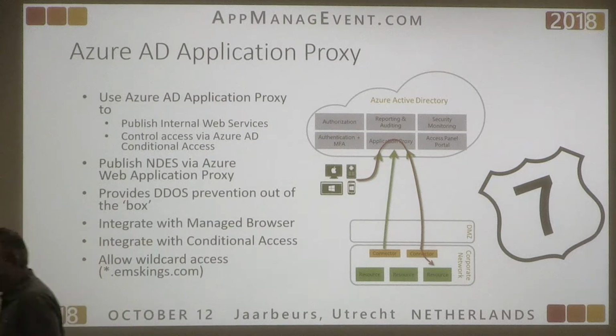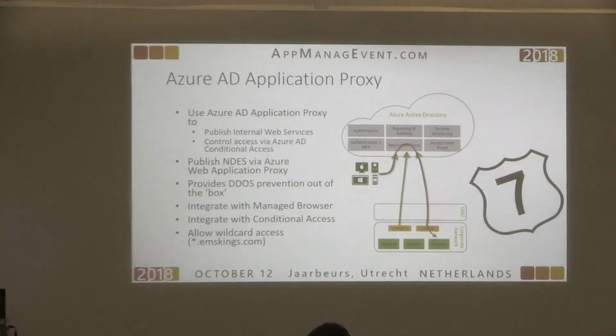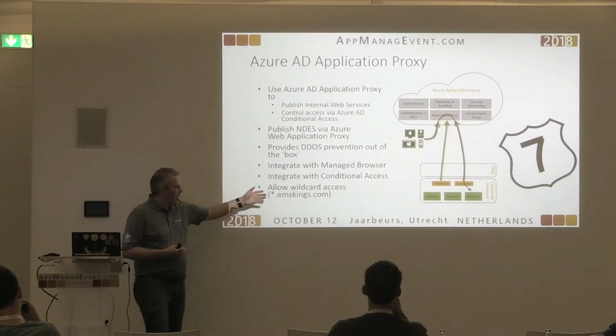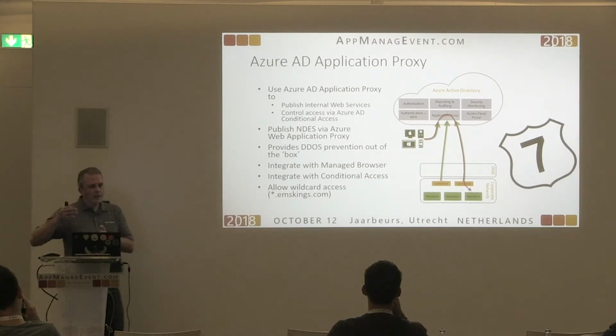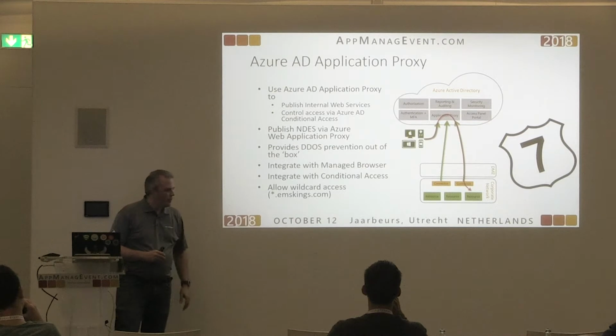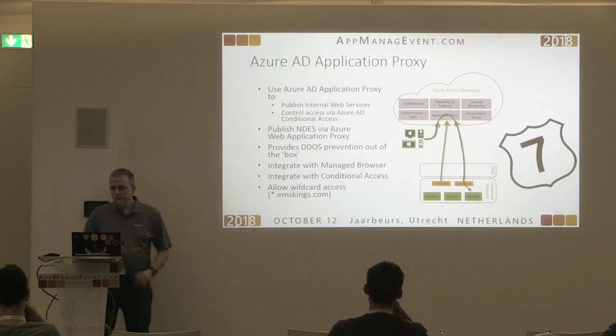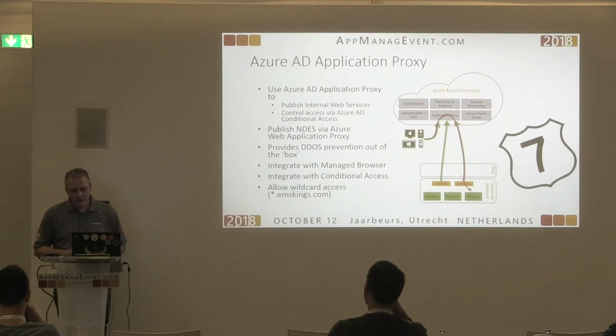Some advantages of using this. We can use it to either just publish internal websites without any pre-authentication, for instance, for NDES publishing, but we can also use it with pre-authentication. And then also things like DDoS prevention are there out of the box because the Azure service is pretty well secured against DDoS attacks. It integrates with the managed browser. It integrates with conditional access, and we can configure certain websites you want to publish, but you can also provide wildcard access to more sites in one application.